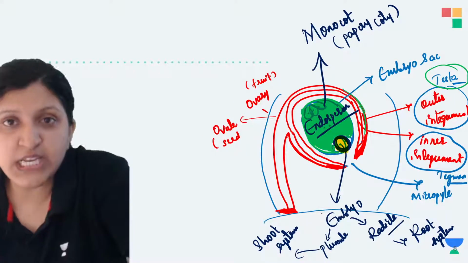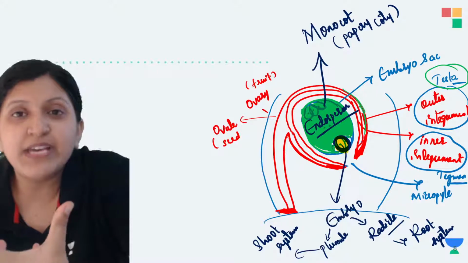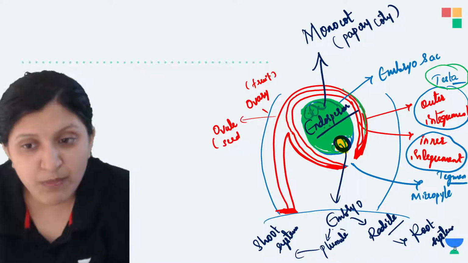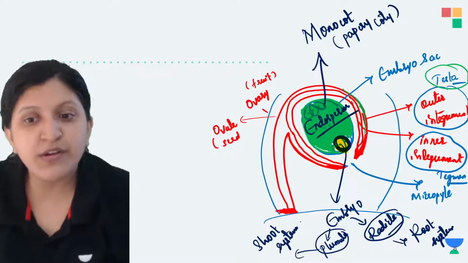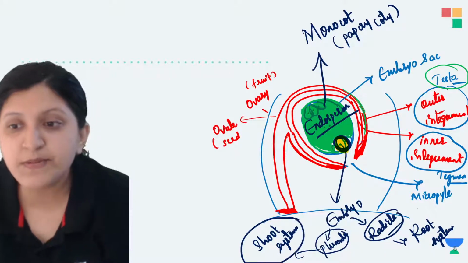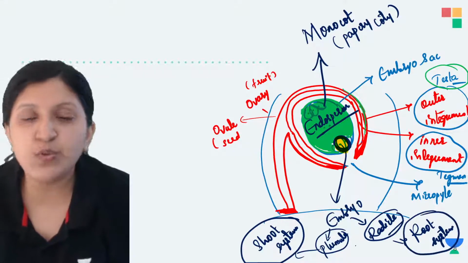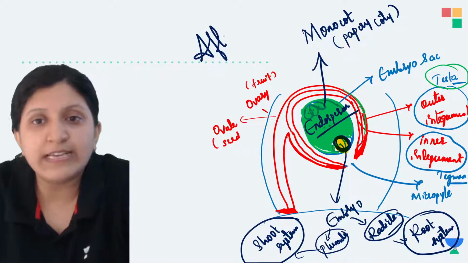A lot of changes will be there. The embryo is the one which has the main capacity where it can germinate, it can form a plumule, it can form a radicle. Once the plumule is generated, it will develop a shoot system, and once the radicle is formed, it is going to develop the root system. So this is only after fertilization.